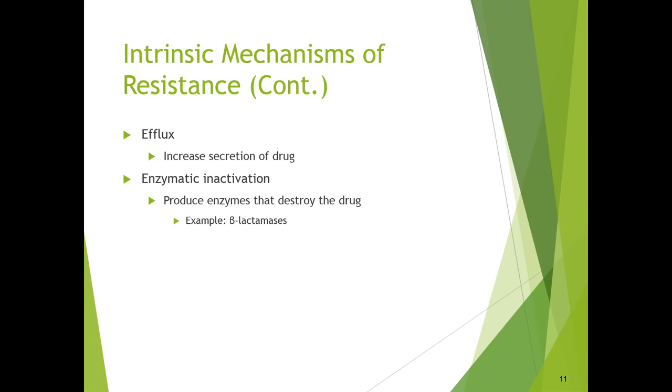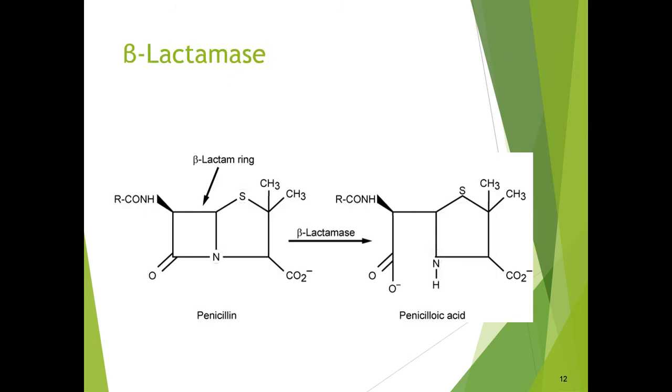Efflux can have an impact on the resistance, whether the drug is secreted from the organism. Enzymatic inactivation: does the organism have a particular enzyme that destroys the drug or inactivates it? That's an example of beta-lactamase. So again, here's penicillin with its beta-lactam ring. And if the organism produces the beta-lactamase enzyme, it breaks that ring and makes the antibiotic inactive, inefficient. It doesn't work.